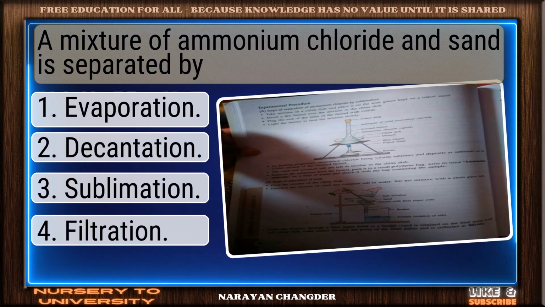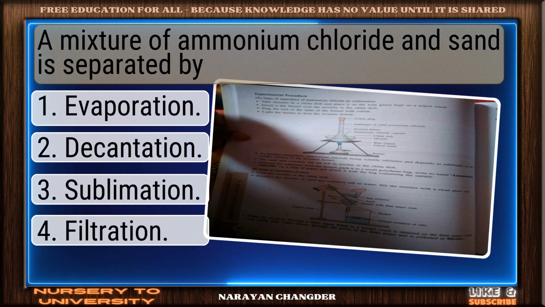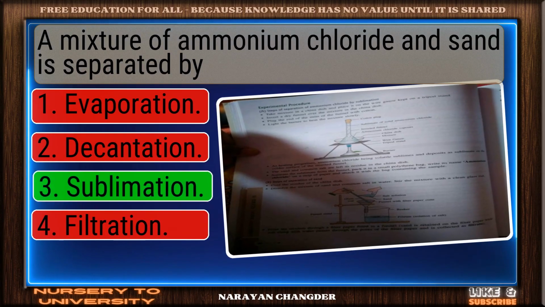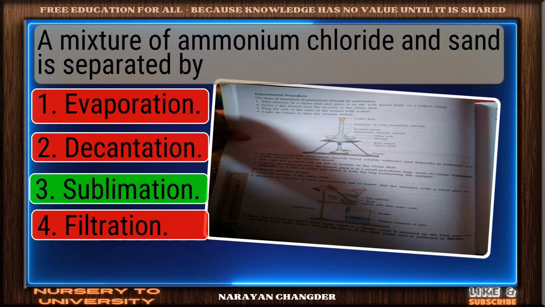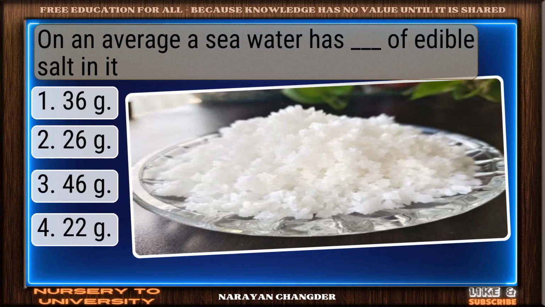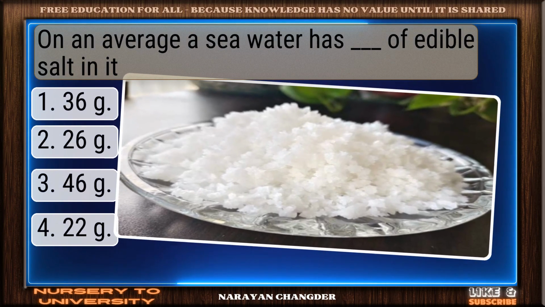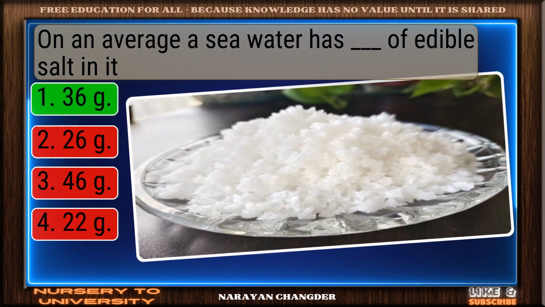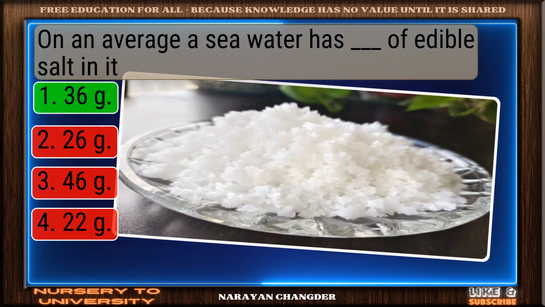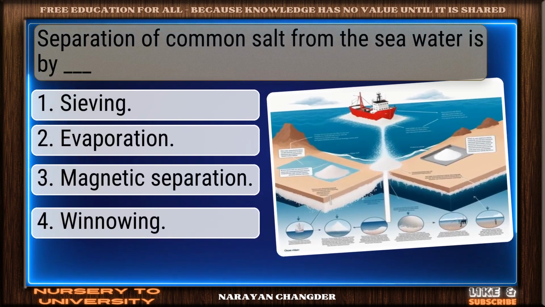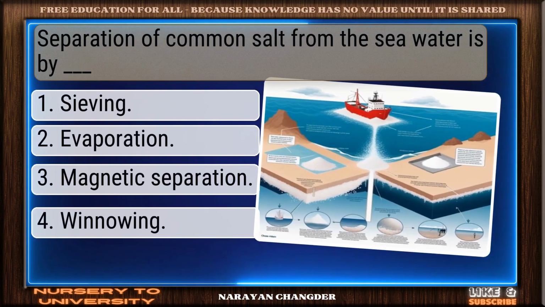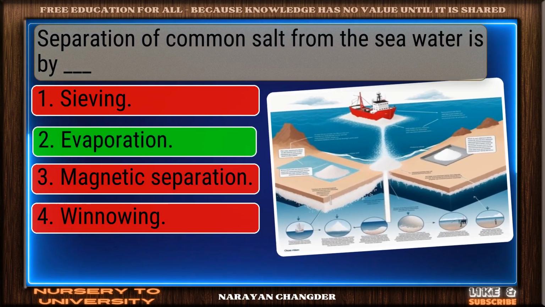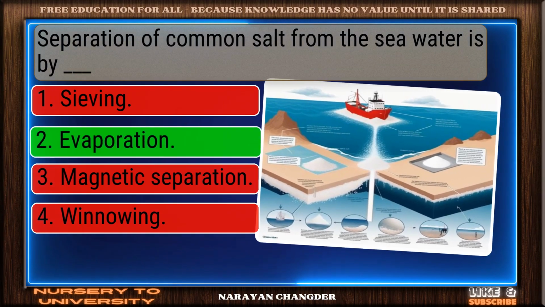A mixture of ammonium chloride and sand is separated by. Great job. Sublimation is the accurate answer. On an average, a seawater has dash of edible salt in it. You got it. Your choice 36g is right. Separation of common salt from the seawater is by dash. Nicely done. Evaporation is the solid answer.